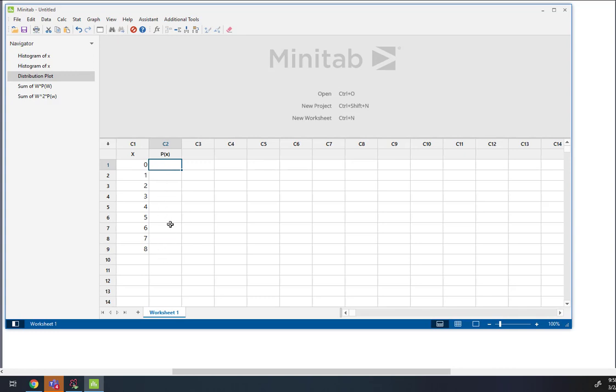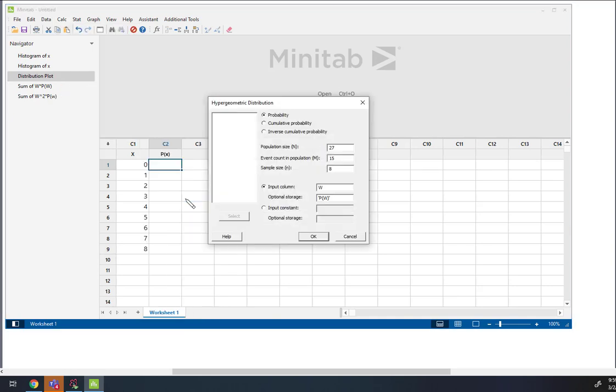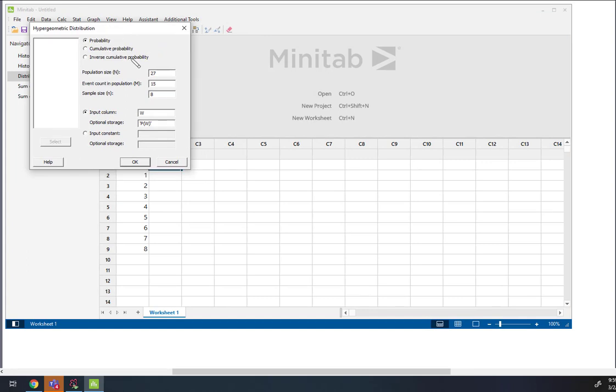Now we've got to get Minitab to fill these values in for us, and I mentioned that Minitab knows this distribution. Let's go to Calc, and we're going to calculate a probability distribution. This is the list of probability distributions that Minitab knows about, more than we're going to use in this course. But down here, at the bottom of the top third, is hypergeometric. So let's select that. Now we're going to have to fill in some blanks here in order to use this.